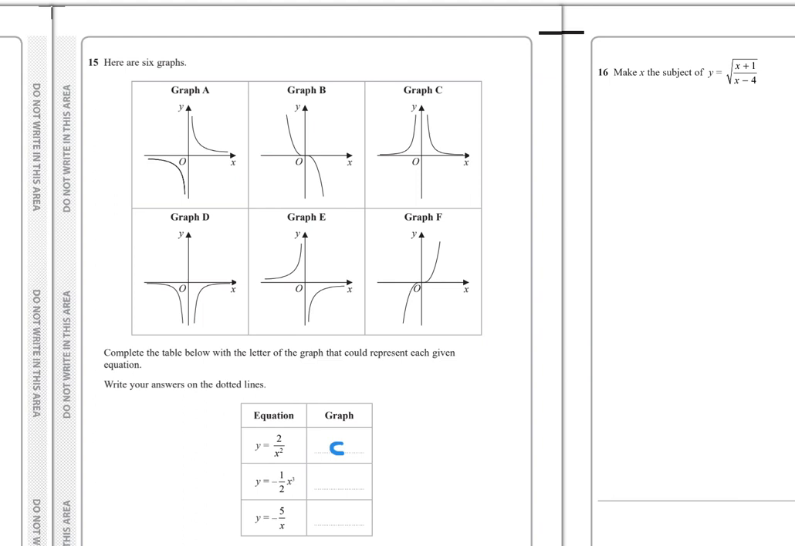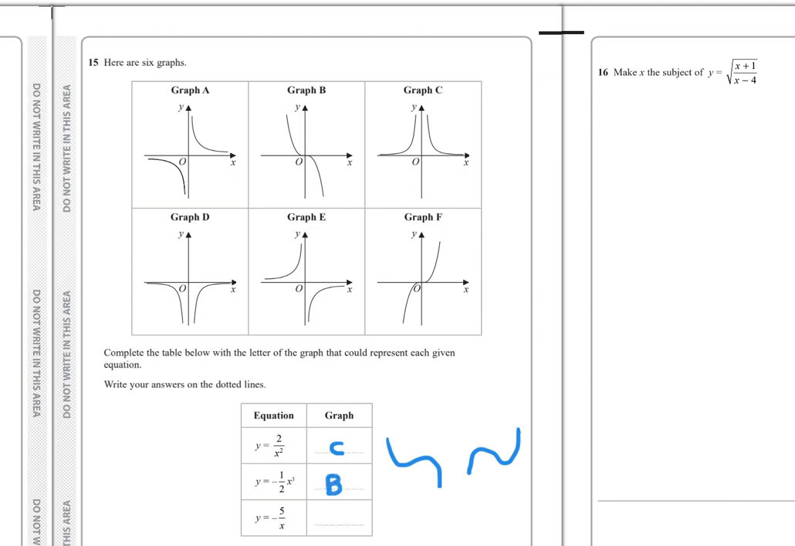Next one, y equals negative 1 over 2 x power 3. This is a cubic function. For a cubic function, we know that if the coefficient of x power 3 is positive, the curve looks like that. And if the coefficient of x power 3 is negative, the curve looks like that. So because the coefficient is negative, our curve looks like that. So graph B.